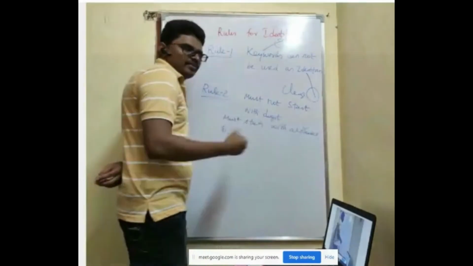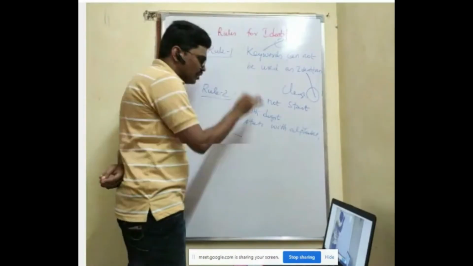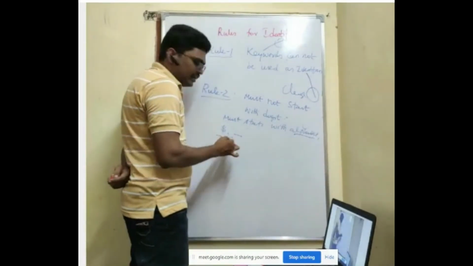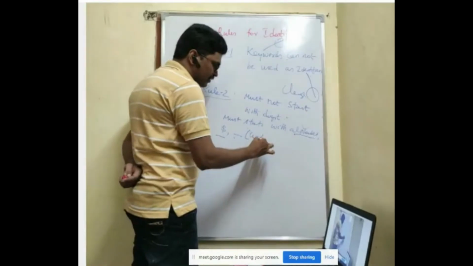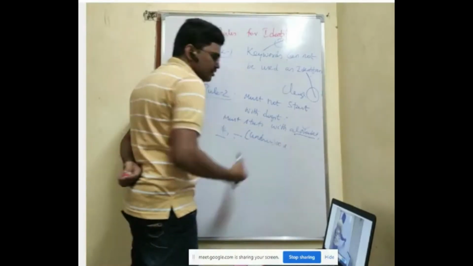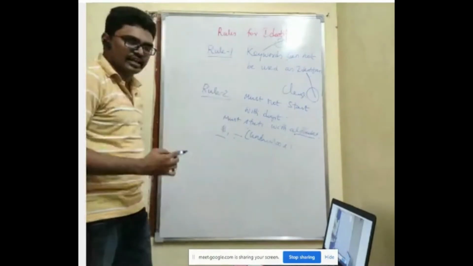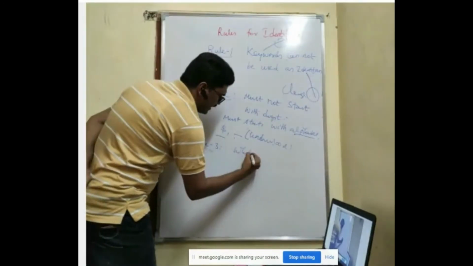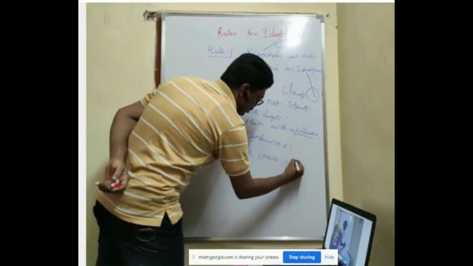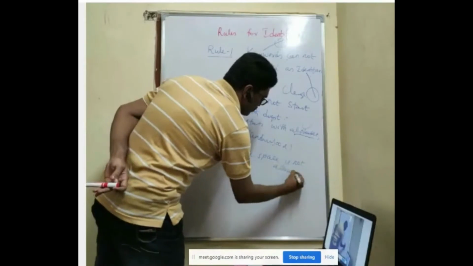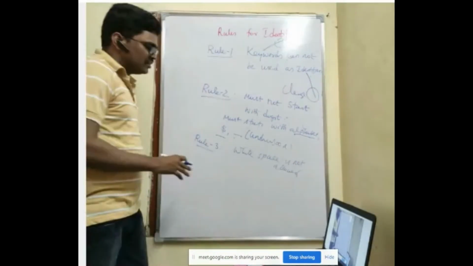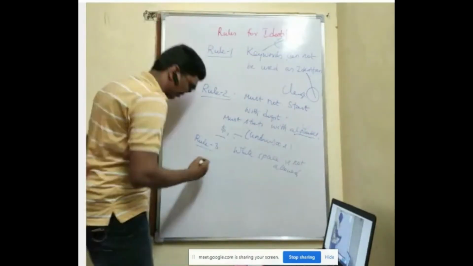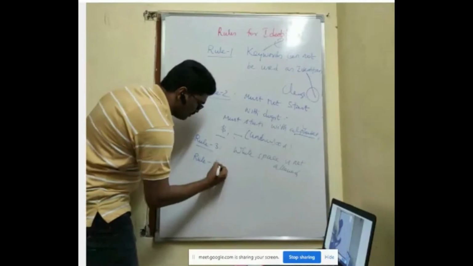Any alphabet you can start with. The starting character should not be a digit. The starting character can be an alphabet, a dollar symbol, or an underscore. This is underscore, not hyphen. The third one is rule 3: white space or space is not allowed. In between the identifier names, you should not use any space.